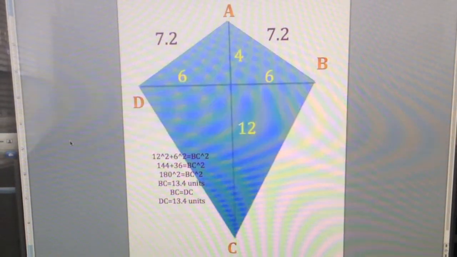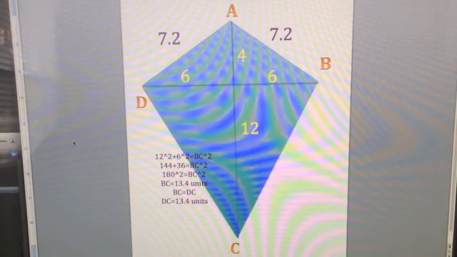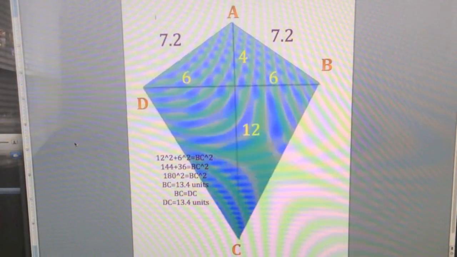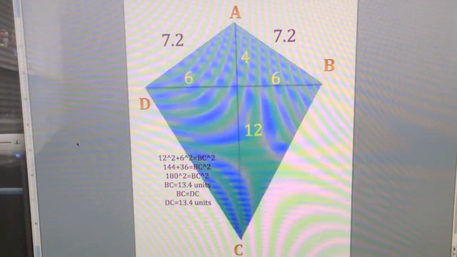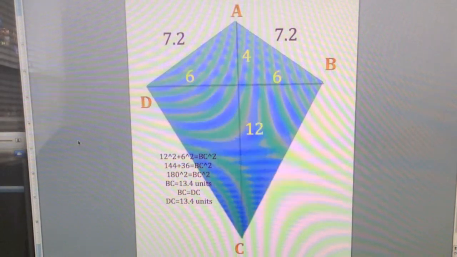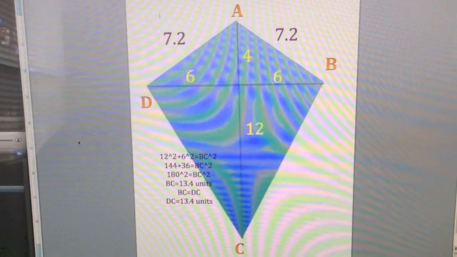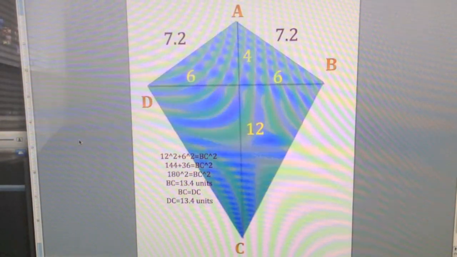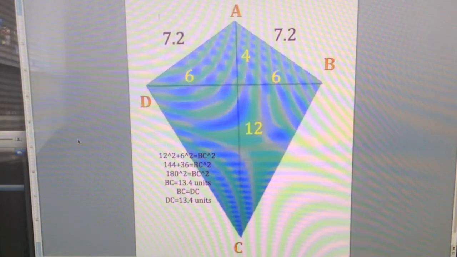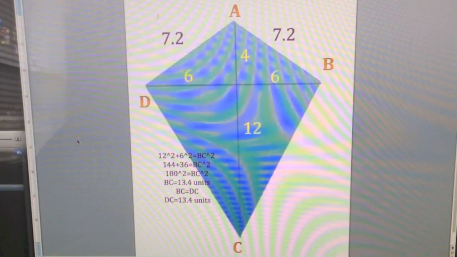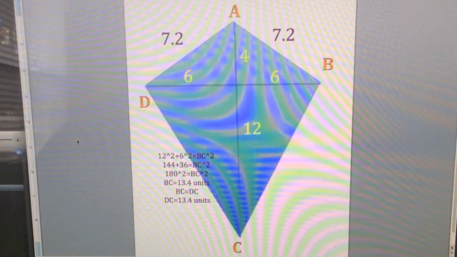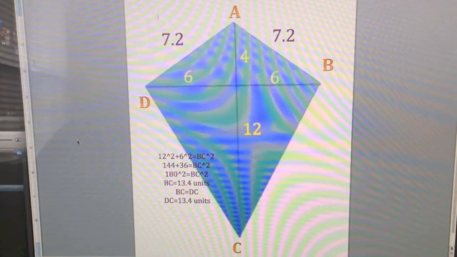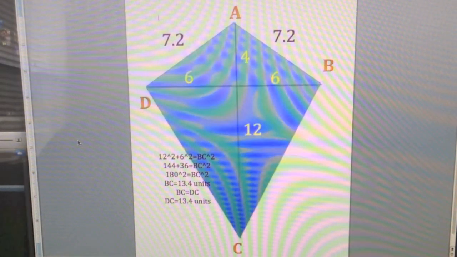Now, we are going to find the lengths of BC and DC. We plug in our numbers into the equation and get 12 squared plus 6 squared equals the side length of BC squared. Simplified, 144 plus 36 equals BC squared. Now, we have to find the square root of 180, which is approximately 13.4. BC is also congruent to DC, which means that DC is also 13.4 units.